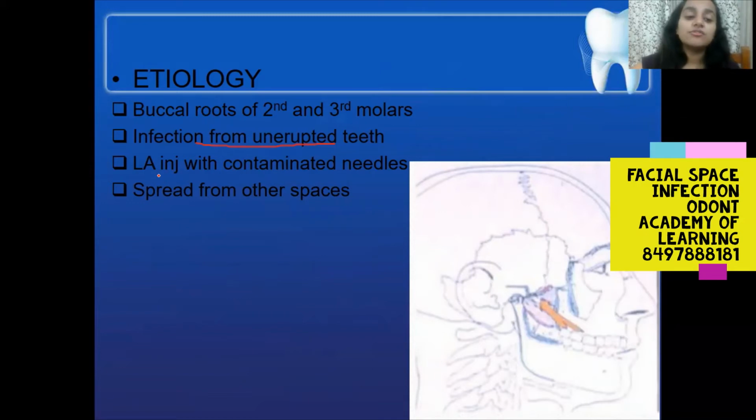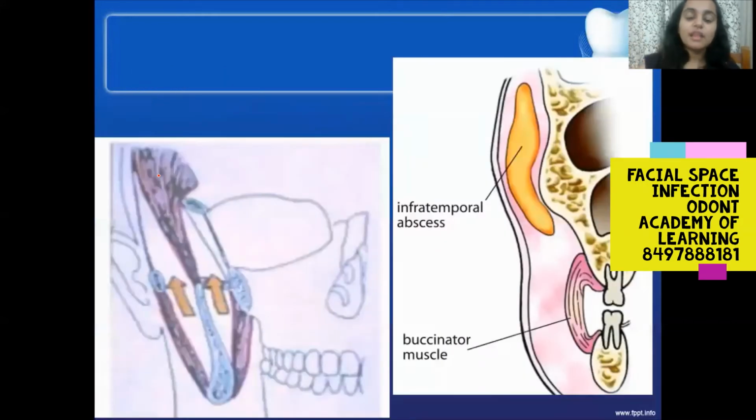And the third cause of it can be local anesthesia injection, which has a contaminated needle. And it can also be considered as a secondary space infection, okay, from your deep or superficial temporal space. Now, this is another example.